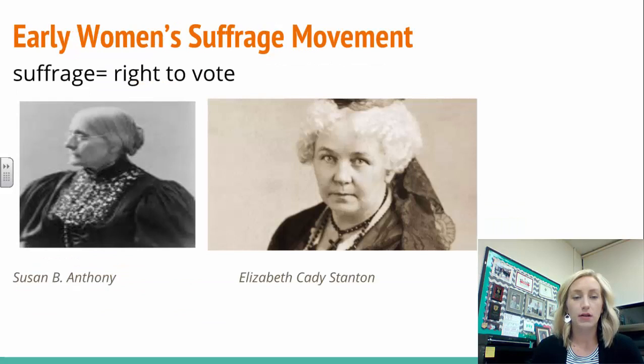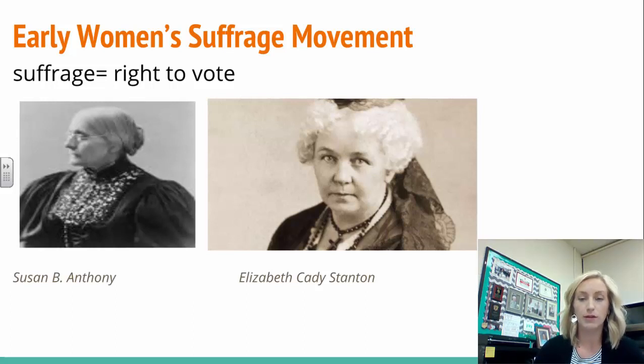So the next thing we'll talk about is the 19th Amendment and the movement that resulted in the 19th Amendment. And this was the women's suffrage movement. It actually started way before 1920 when the 19th Amendment was passed. Again, this is the women's suffrage movement, which is the right to vote. Those early leaders were Susan B. Anthony and Elizabeth Cady Stanton, and it starts in the 1850s.